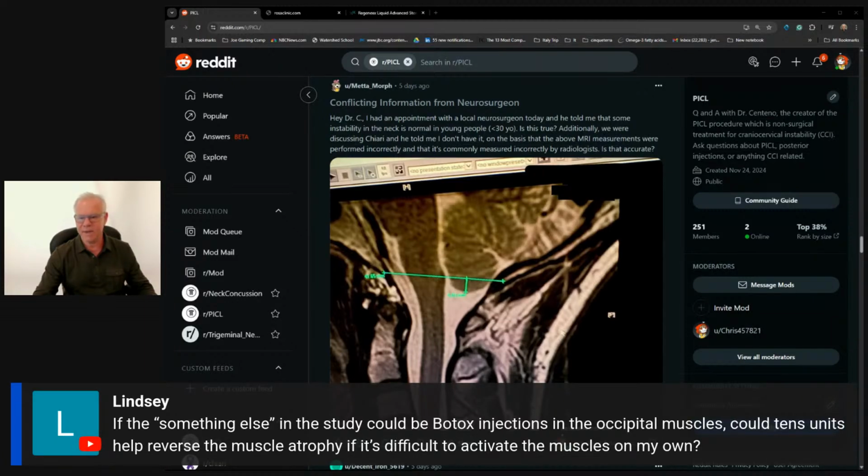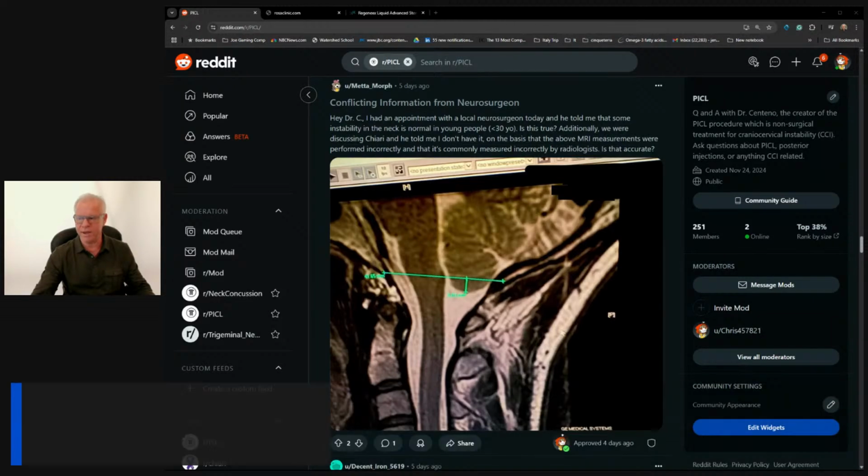Lindsay, if the something else in the study could be Botox injections to the occipital muscles, could TENS units help reverse the muscle atrophy? No, I don't think so, Lindsay. If Botox caused the atrophy, then that's actually poisoning of the neuromuscular junction. So that's a whole other set of issues, and I don't know how to deal with that. If we poison the neuromuscular junction, and that's where the nerve meets the muscle, that could be a horse of a very different color, which is why I don't recommend Botox in any of these patients, because in general, it makes them worse because they need that spasm to hold things together. So that's a whole other thing.